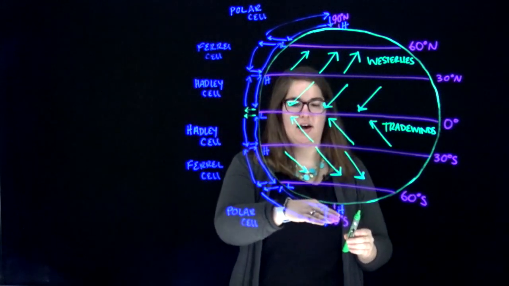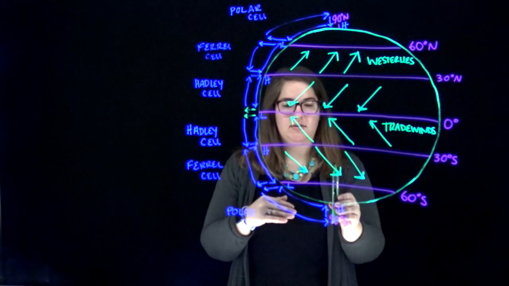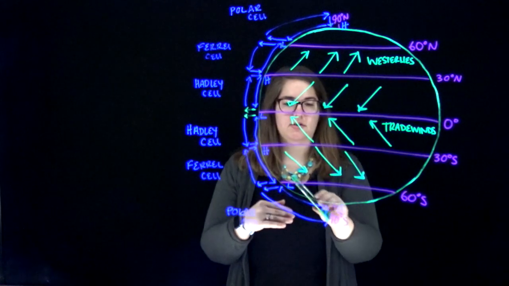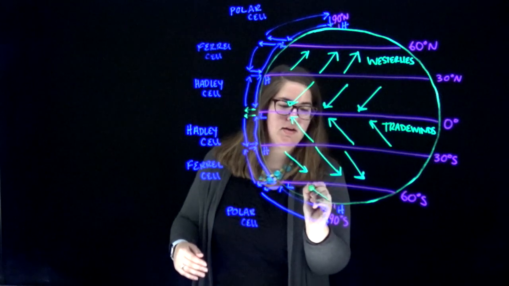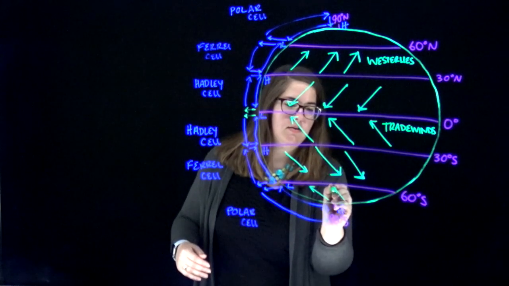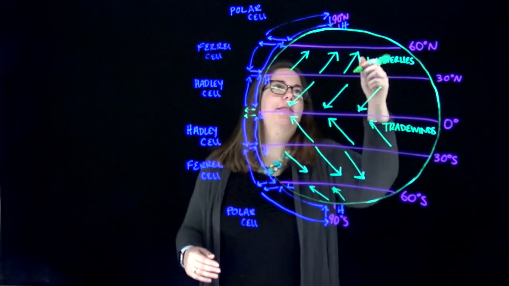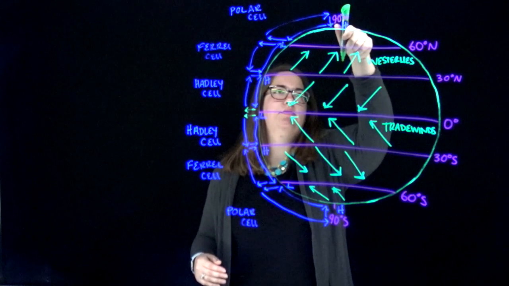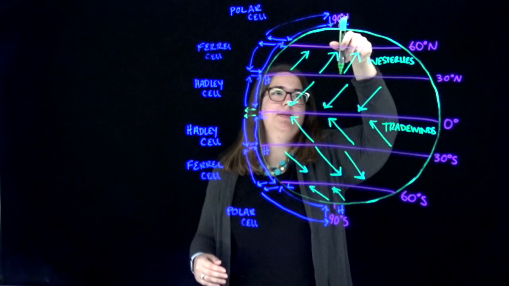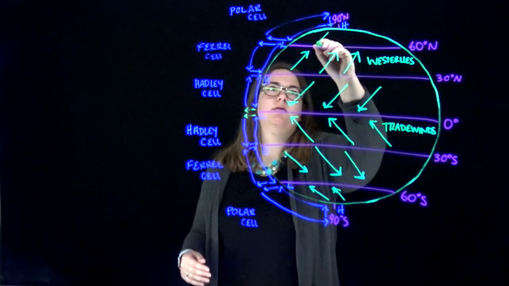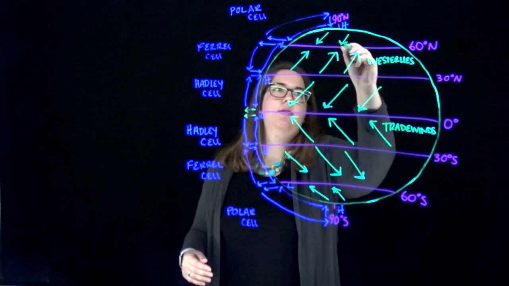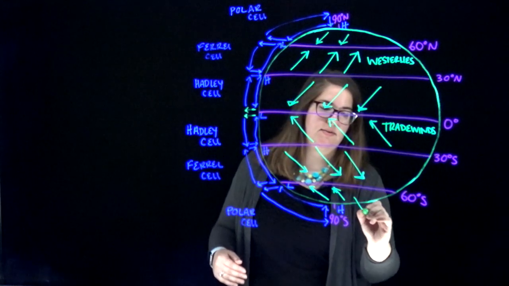Lastly, we can fill in our last polar cell, the surface winds there. Going from our relative high to our relative low, we get deflected to the left in the southern hemisphere, so our surface winds are going to end up looking like this. So we can fill them in accordingly. And then in the northern hemisphere, we've got our relative high at the pole and our relative low at 60. We get deflected to the right in the northern hemisphere, so our surface winds are going to look like this. And these are called easterlies.